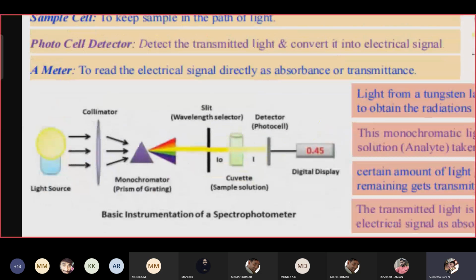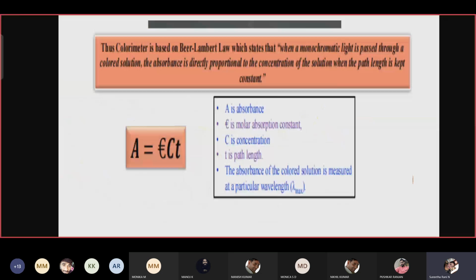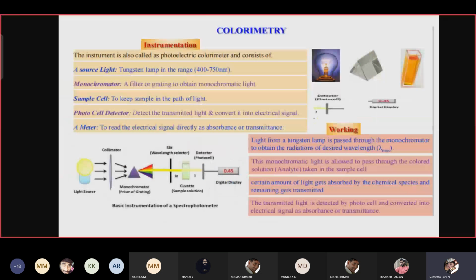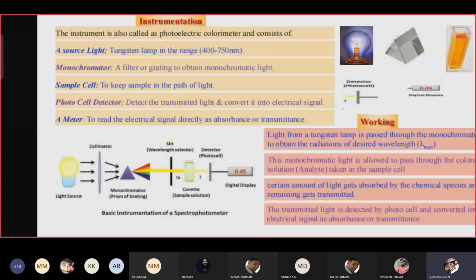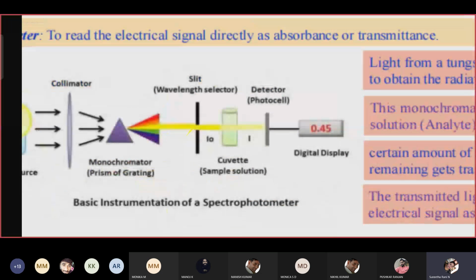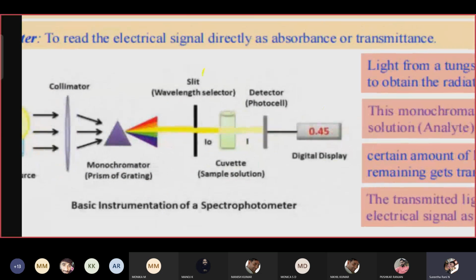Once it is kept in the sample holder place, what happens? Behind this sample holder, all this instrumentation works. From the light source, light radiations emerge. The collimator helps collect all these radiations together and pass them to a prism, which collects the radiations of different intensities and passes them with the same wavelength to the sample holder with the help of a slit. This is the slit where the holes are present. With the help of this slit, the radiations pass through the sample, that is the cuvette.